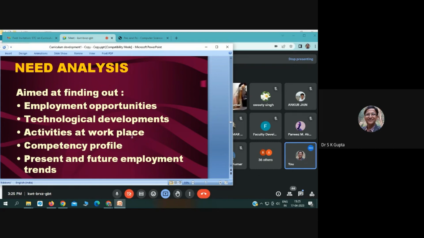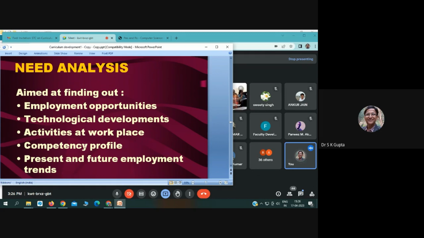Need analysis stage means we must go to the stakeholders for establishing all these requirements, for knowing the needs of the stakeholders, what they want, whether sufficient employment opportunities are there, what technological developments are there, what activities the students will be performing at the workplace, what competencies should be developed in the student, and what the present and future employment trends will be.